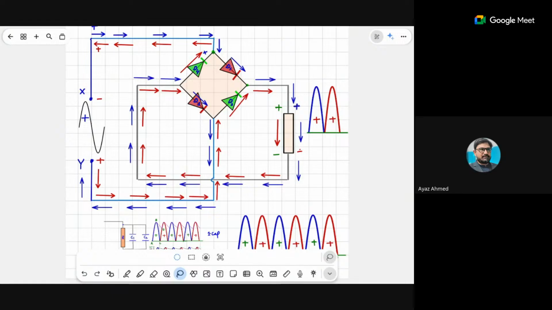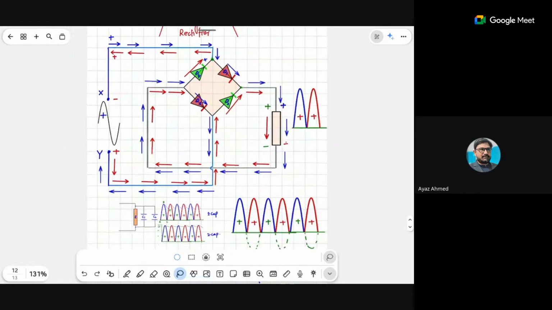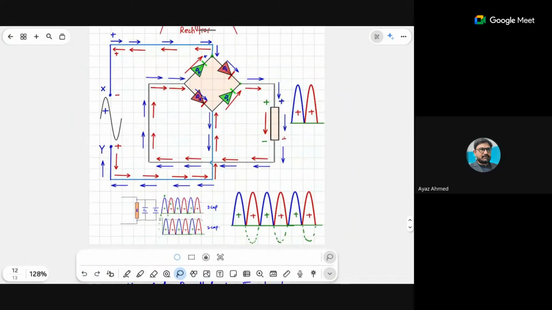I have shared my worksheet with you, so hopefully you will solve that worksheet over this weekend, and this alternating current chapter should be completed. If you have any doubt, we will discuss it on Monday, inshallah. Any question? Okay. You're done.